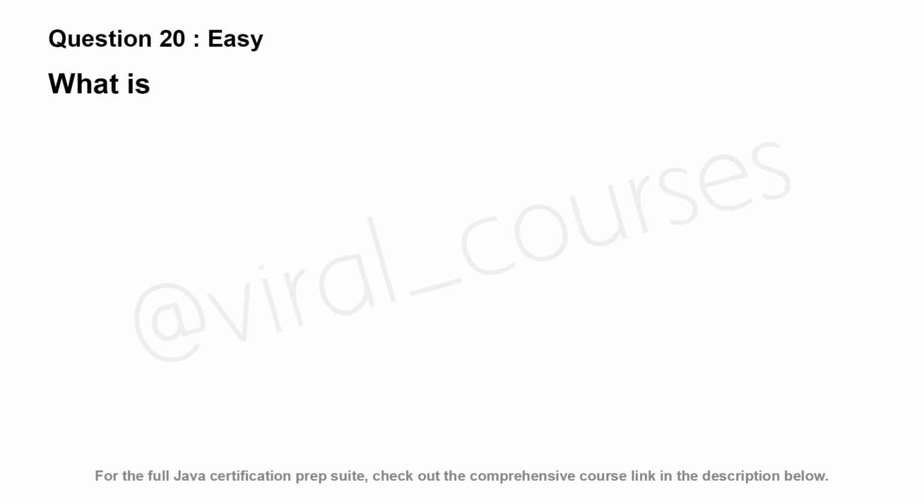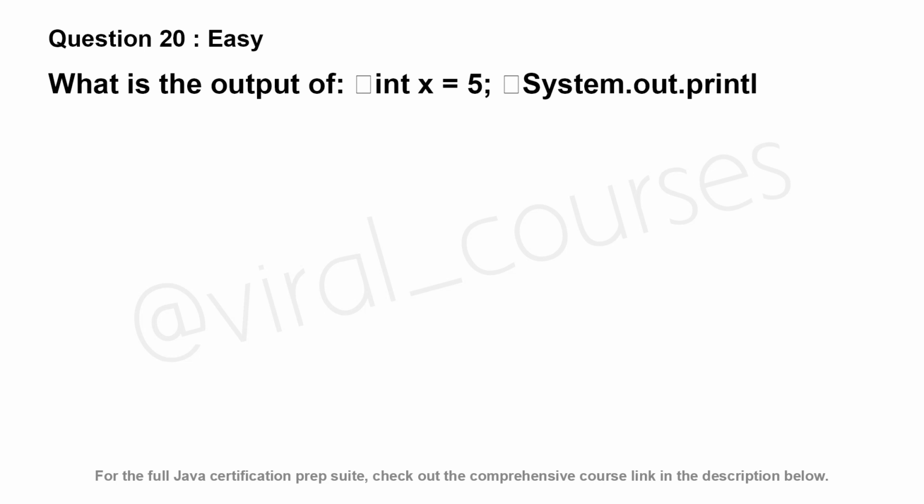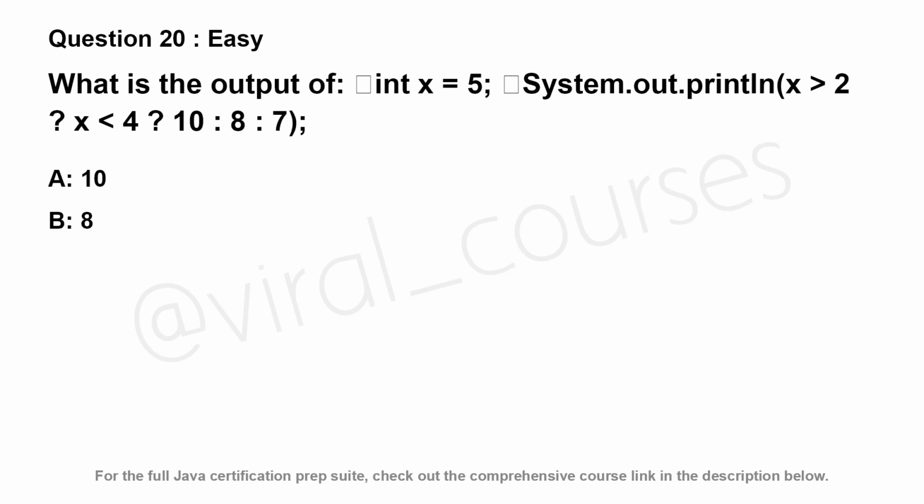What is the output of int x equals 5, System.out.println, x greater than 2, question mark, x less than 4 ? 10 : 8 : 7. Option A, 10. Option B, 8. Option C, 7. Option D, 5.